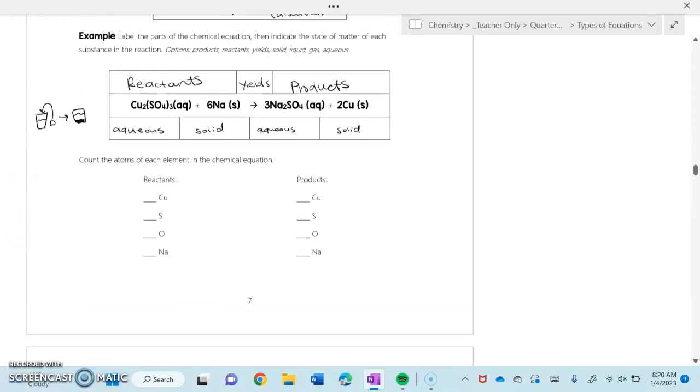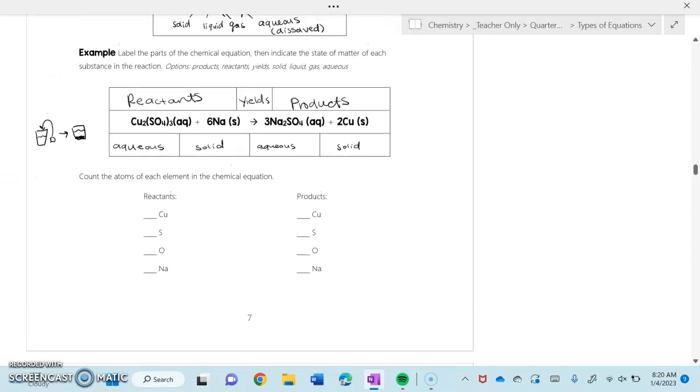Count the atoms of each element in the chemical equation. So let's use our knowledge of subscripts and coefficients to count them. So first we have copper. Copper is here on our reactant side, and it has a subscript of 2. And that applies only to the copper with no coefficient, so we are set.